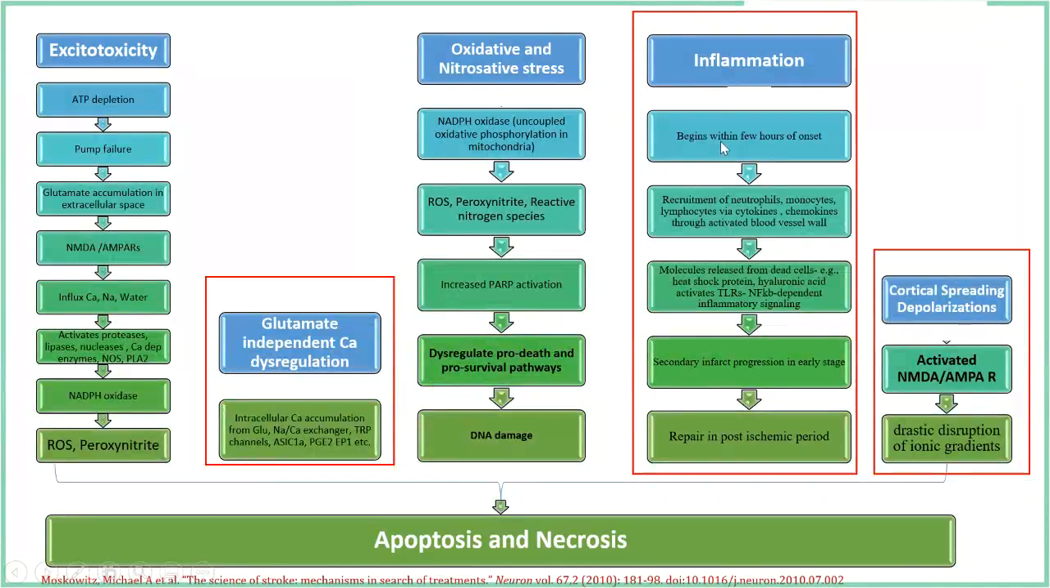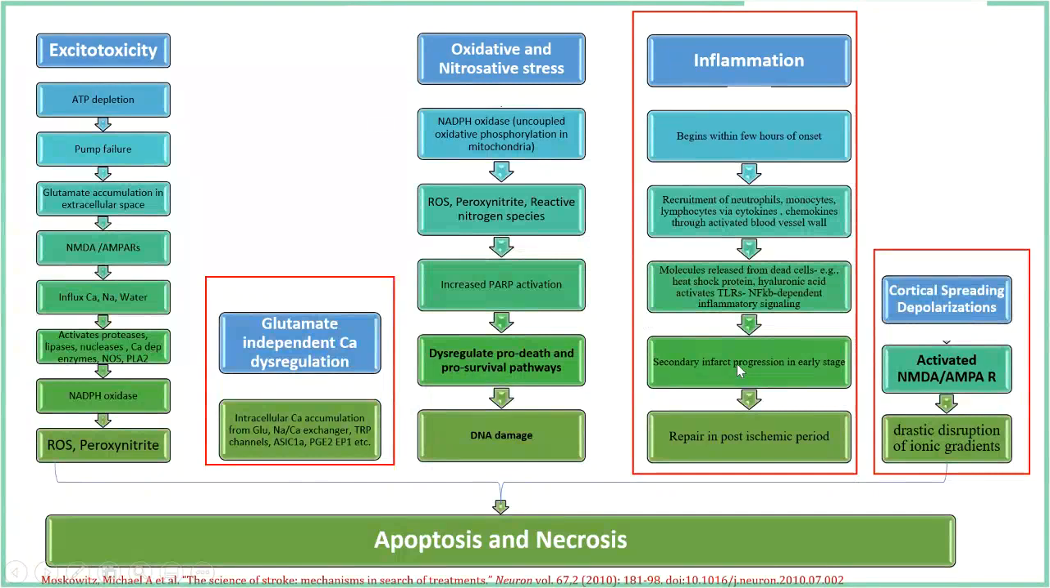The activated blood vessel walls, with the help of cytokines and chemokines, recruit the neutrophils and monocytes, leading towards the activation of the NF-κB-dependent inflammatory signaling pathway, leading towards a secondary infarct progression, which will further deteriorate the neurons.